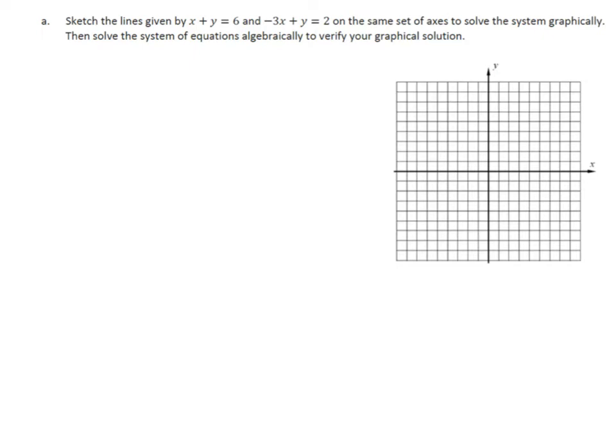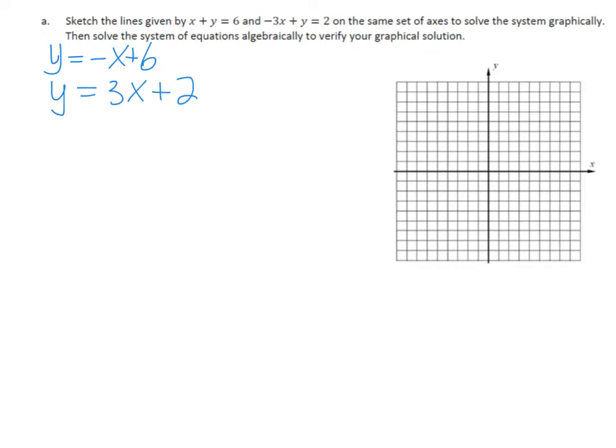So all we're going to do here is first rewrite these so that they are easier to graph. My first one, x plus y is equal to 6, I'm just going to set as y equals negative x plus 6, just so that it's in our y equals mx plus b form. Then my other one becomes y equals positive 3x plus 2, just moving the x's so that they are in y equals mx plus b. So now that we have it in y equals mx plus b, we can start to graph these.